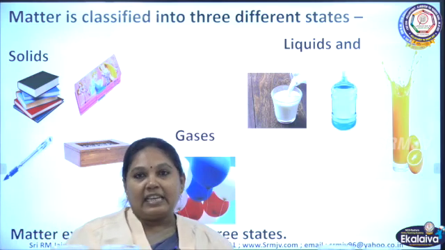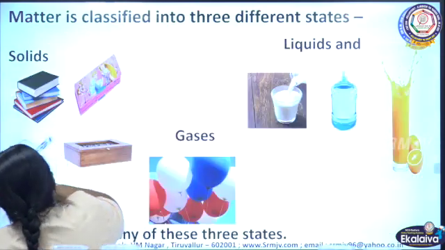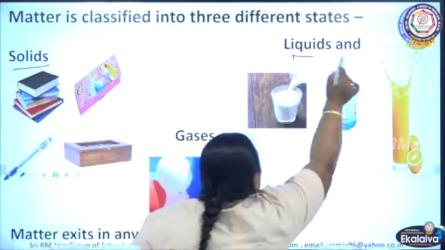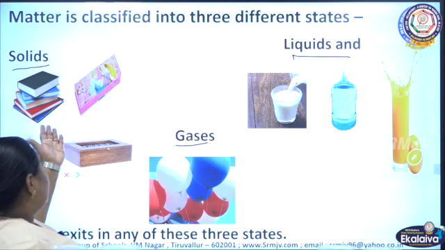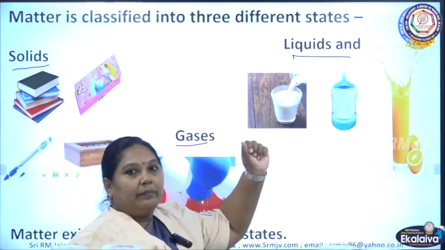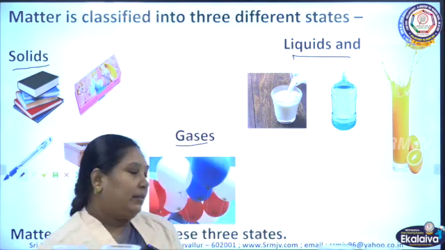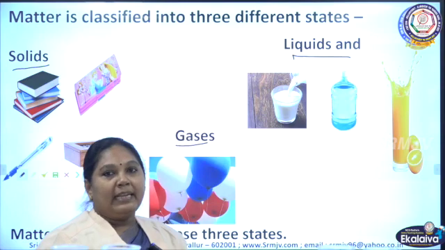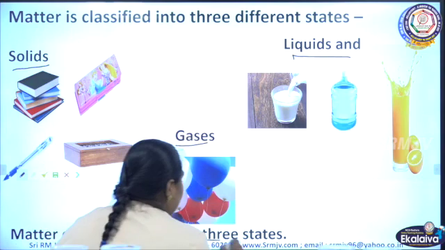Next, matter is classified into three different states. They are solids, liquids and gases. Examples for solids: books, box, pen, wooden box, etc. Then liquid. Examples for liquid: milk, water, juices. Oxygen, nitrogen, carbon dioxide, helium are examples for gases. Matter exists in any one of these three states.